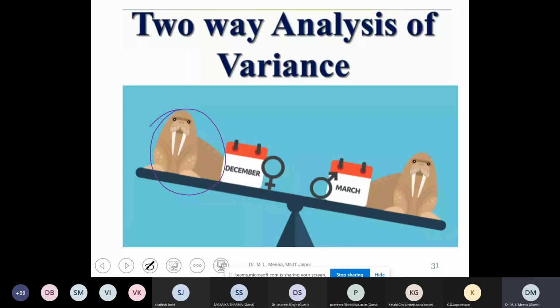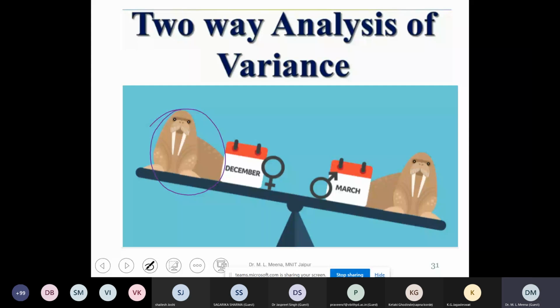So in this example, both month in mating season and gender of walrus are factors. It means there are two factors. One is month in mating season, and second is gender of walrus, male or female. So once again, each factor's number of groups must be considered. For gender, there will be only two groups, male or female.